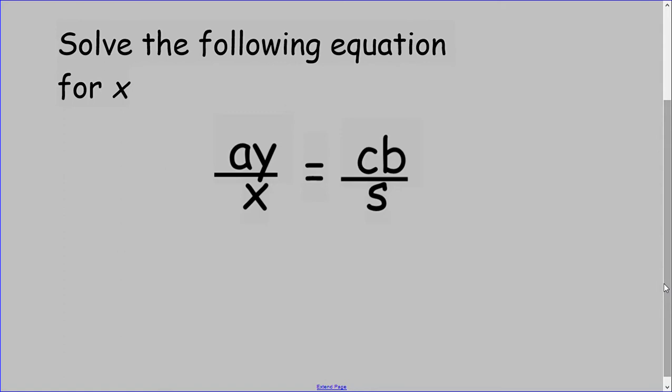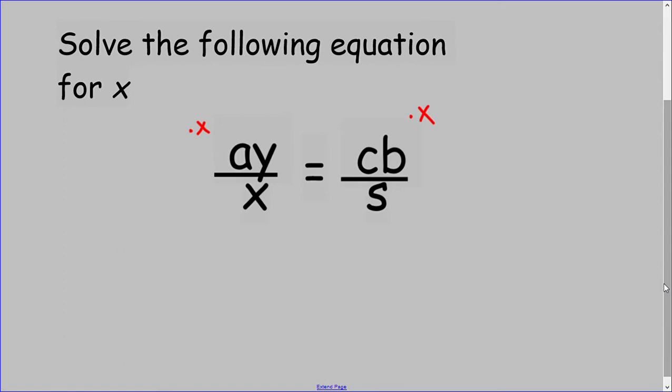So the first thing here is we're going to take a times y, divided by x, and I'm going to take whatever's in the denominator spot and do the opposite operation to eliminate the fraction. So I'm going to multiply by x. Whatever you do to one side of the equal sign, you need to do to all of the terms across the equation. So multiply by x on the other side as well.